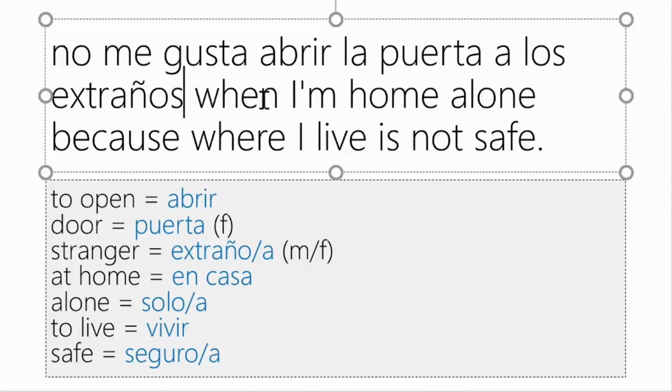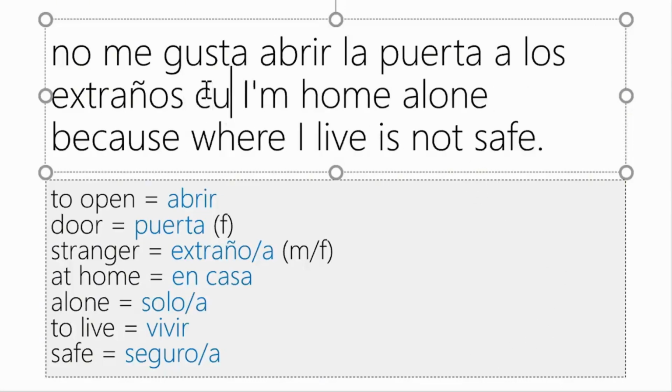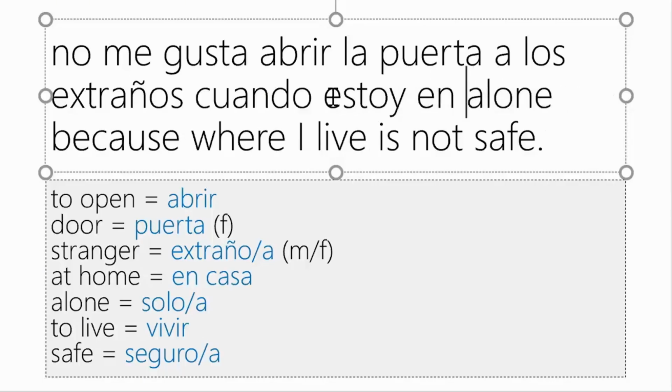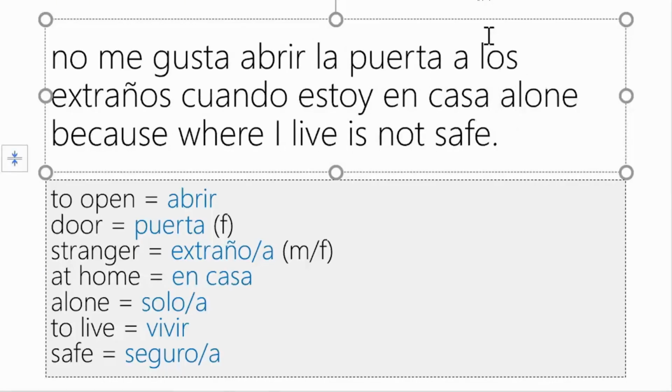When I'm home alone, so when is cuando. And then here we have an I am, so we need to choose between ser or estar. Well, remember from the preparation module, this is what's going on right now. So you're home alone, and also this refers to location. So cuando estoy en casa. Remember, at home or when I'm home, en casa. Cuando estoy en casa. You'll see this coming up time and time and time again in Spanish.